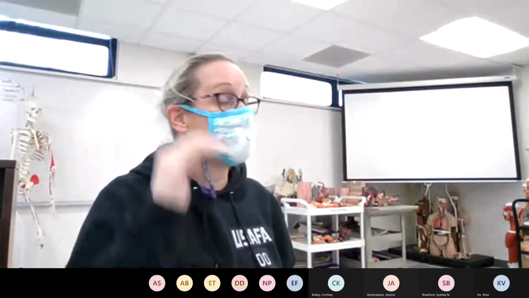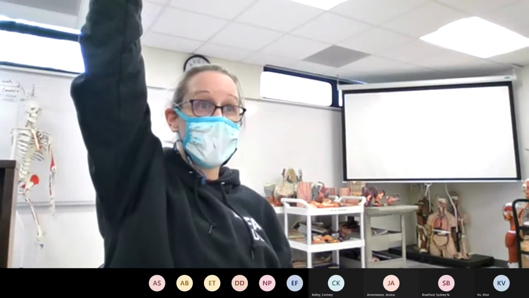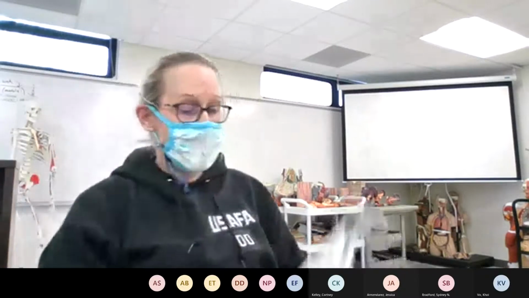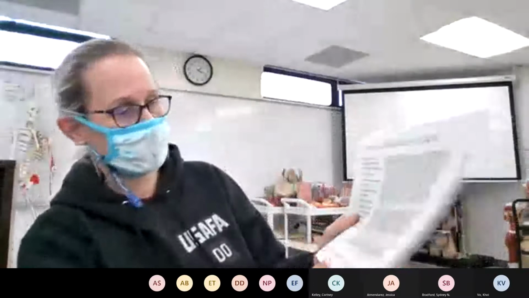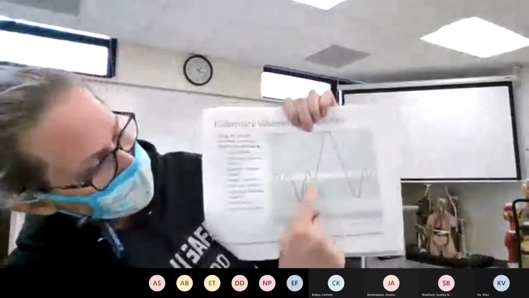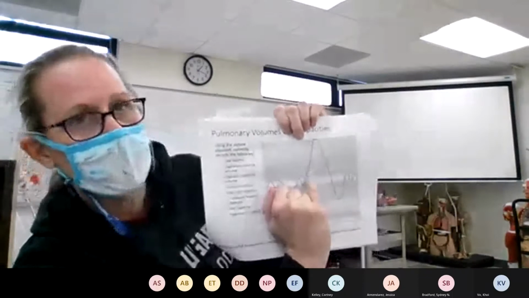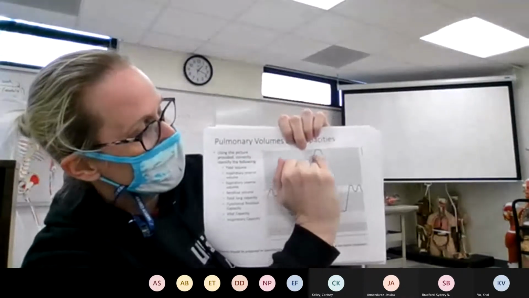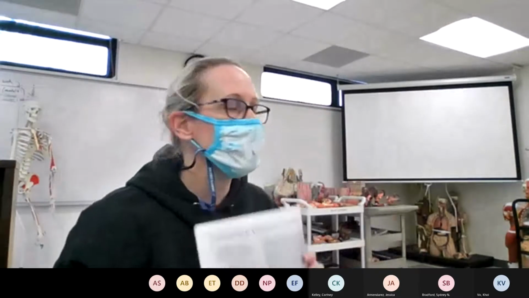So if I want to see, can I get more air in? Can I take a bigger inhale? That is going to be represented where the top of the tidal volume normally is. You go all the way up to that peak. That is known as your inspiratory reserve volume.